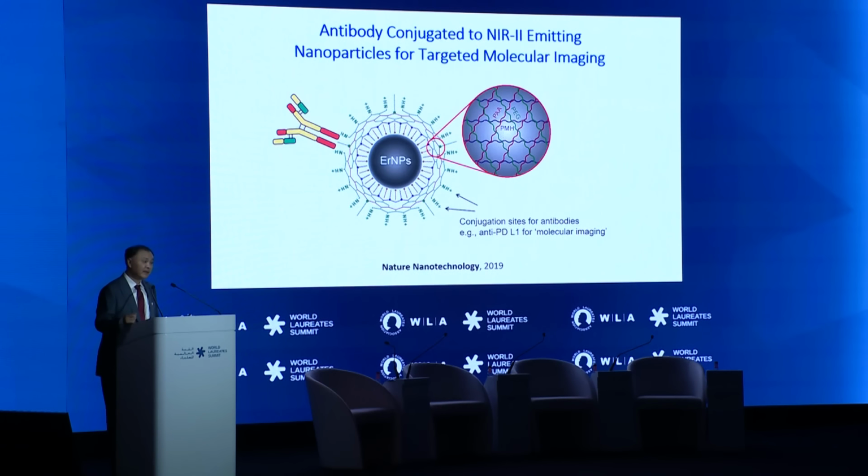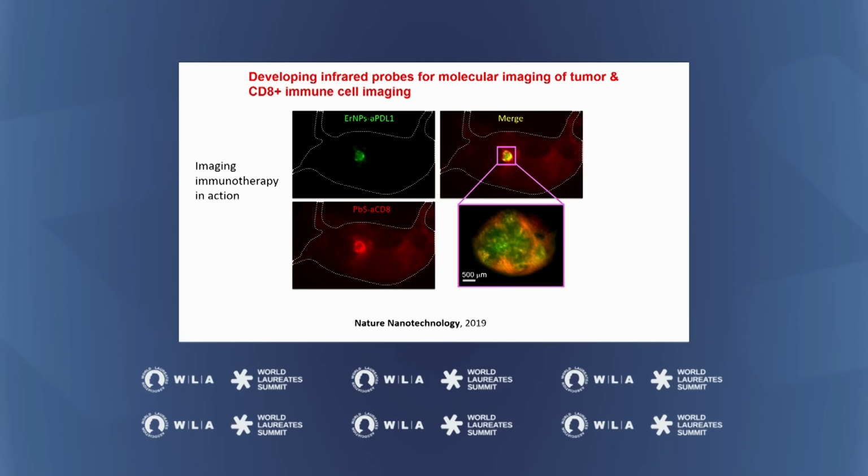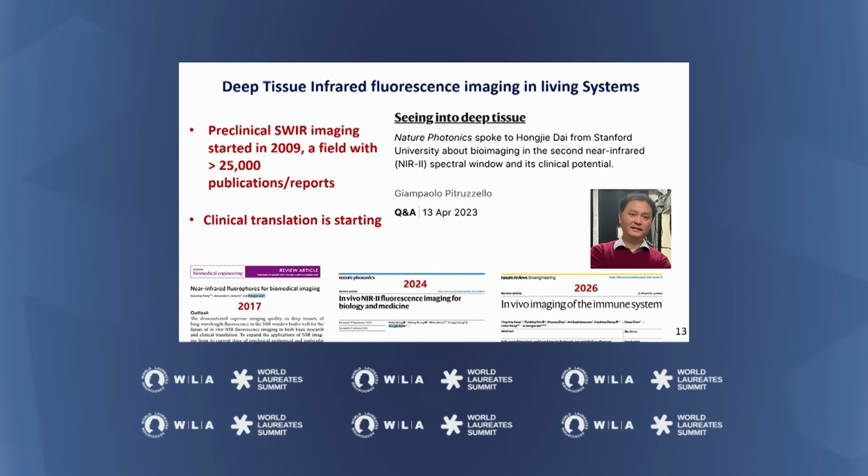And then also you can do chemistry or biochemistry to link ligands or antibodies or peptides or drugs to these probes so that you can see what you want to see in your body. So you can target certain things in the body and you can image them very specifically. So we've done this with tumors, okay? And we have done this for T cells. We can image T cells and cancer cells looking at immunotherapy.